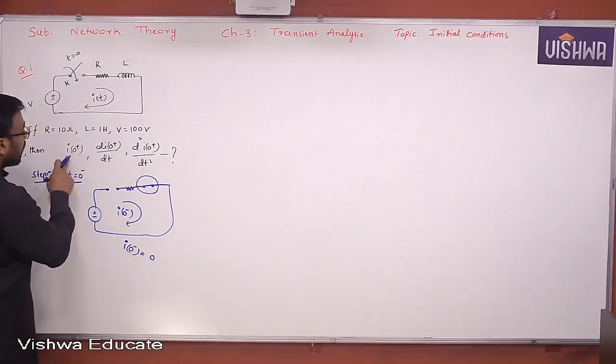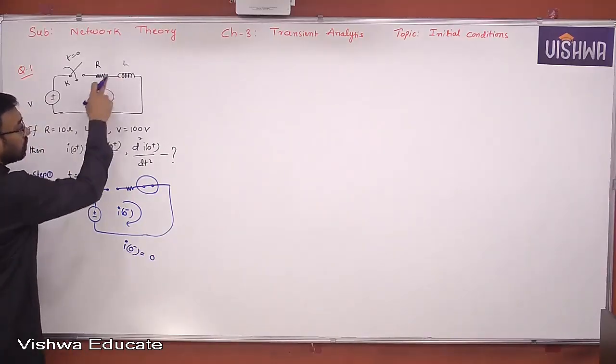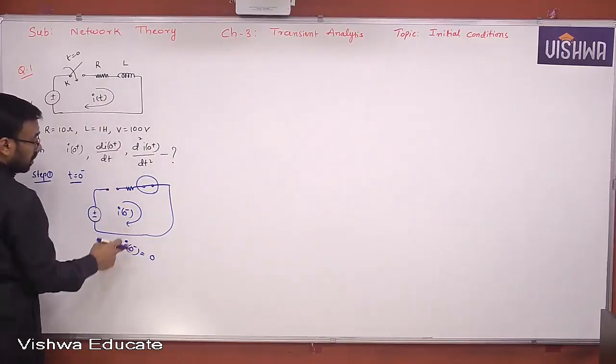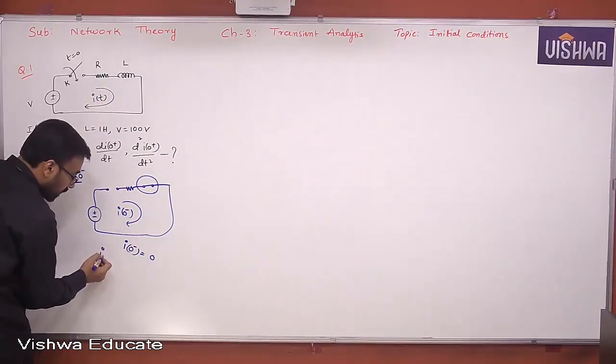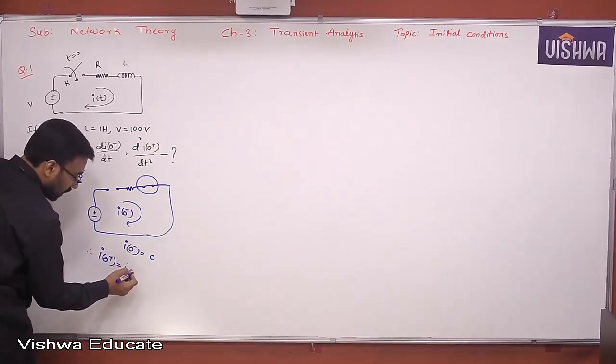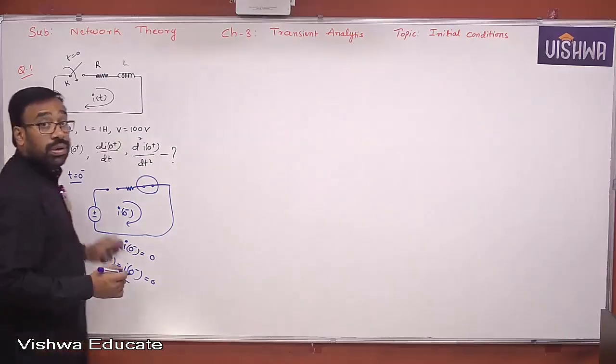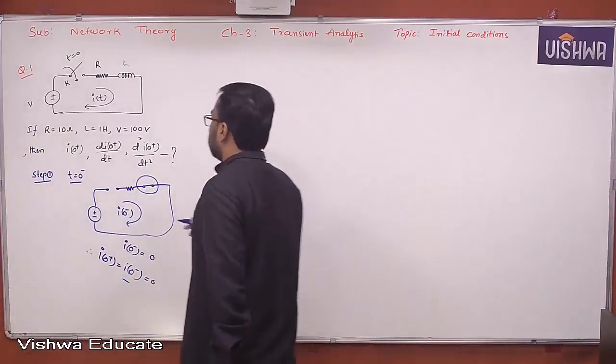And he's asking I of 0 plus, but what is I? Look at this, I is the current through the inductor. Current through the inductor may not change instantaneously. Therefore, I of 0 plus is equal to I of 0 minus, which is equal to 0. Understand all of it? So you got the first answer here.